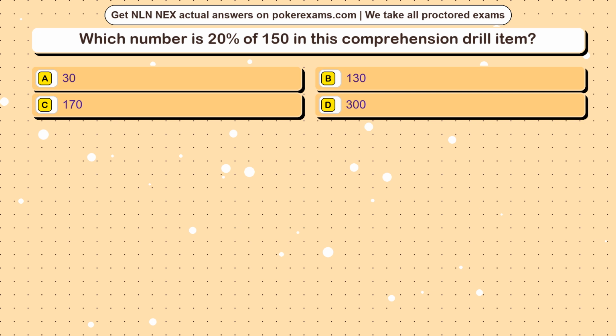Question 1. Which number is 20% of 150 in this comprehension drill item? Option A, 30. Option B, 130. Option C, 170. Option D, 300.